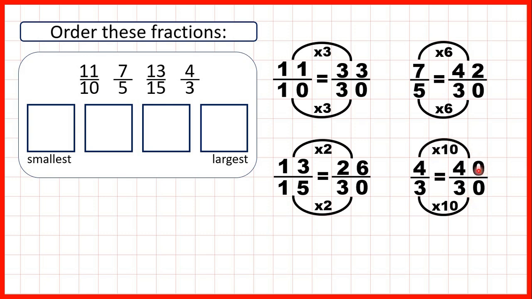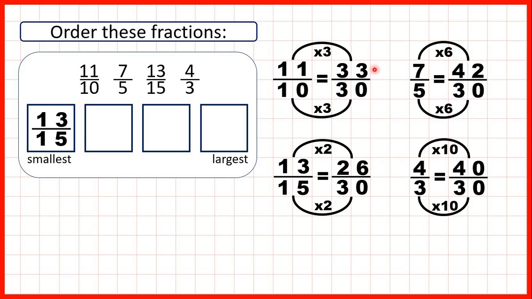40. So now we can see that our smallest fraction is 26 over 30, and that's equivalent to 13 over 15. Notice that this is the only fraction that's a proper, not an improper fraction. All of our other fractions are larger than 1, and that's why when we found the equivalent fractions, we get numerators which are larger than 30.